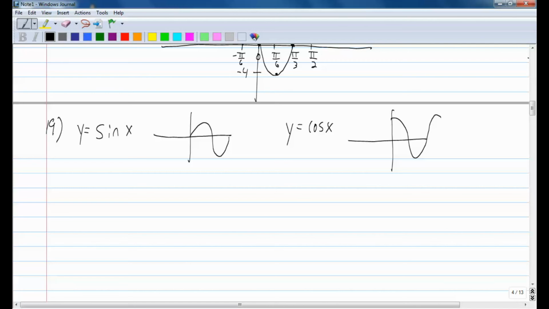You can see number 1 is C and number 2 is A. Alright, the 2 that you're left with are y equals negative sine of x and y equals negative cosine of x. That's going to flip the graphs. So take the graph I have up here for y equals sine of x and flip it. That gives you B. Take the graph I have up here for cosine of x and flip it. That gives you D, as in delta.